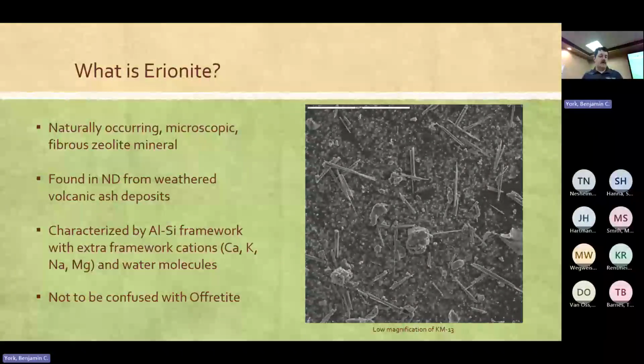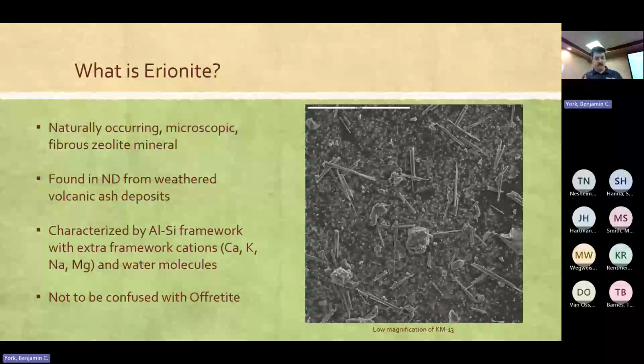Erionite is characterized basically by an aluminum silica framework, which forms all these cages, and in these cages, you have all these extra cations that can fit within the cages. And it varies, which complicates trying to say what is the chemical formula for Erionite. There's a wide spread. You could have calcium, potassium, sodium, magnesium, and all kinds of different mixtures.